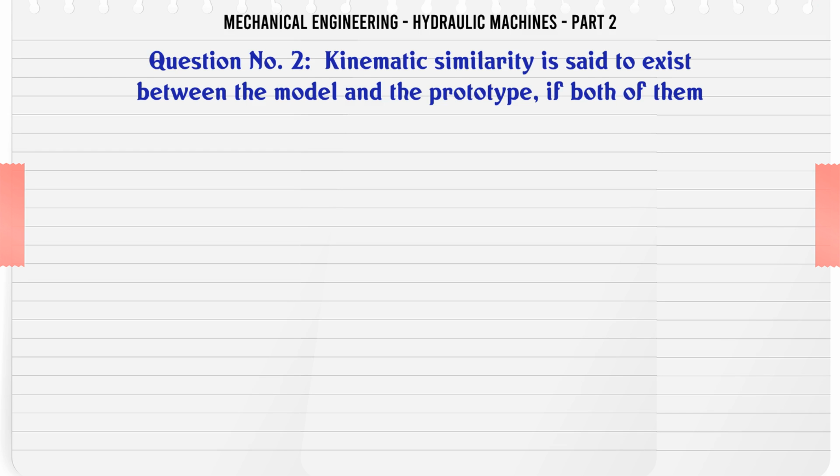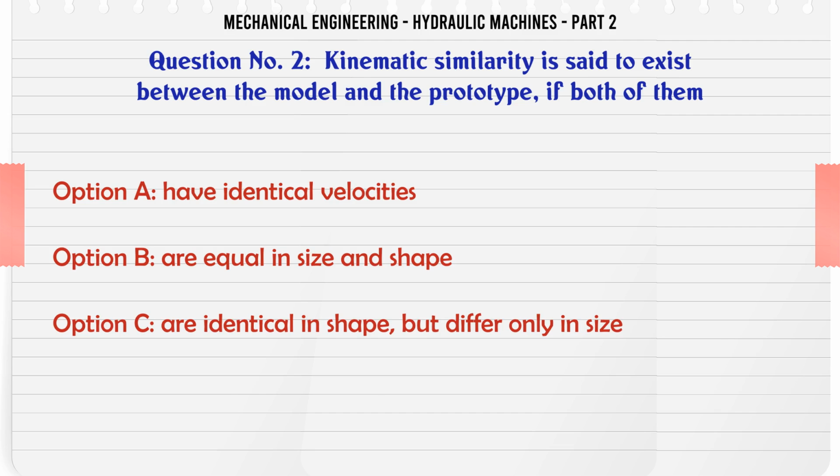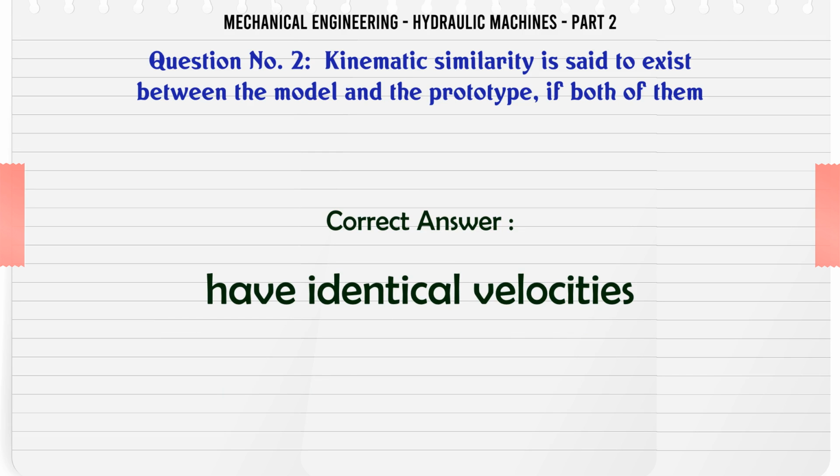Kinematic similarity is said to exist between the model and the prototype if both of them A. have identical velocities, B. are equal in size and shape, C. are identical in shape but differ only in size, D. have identical forces. The correct answer is have identical velocities.